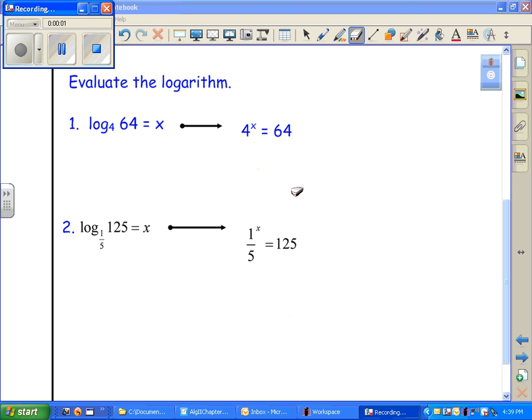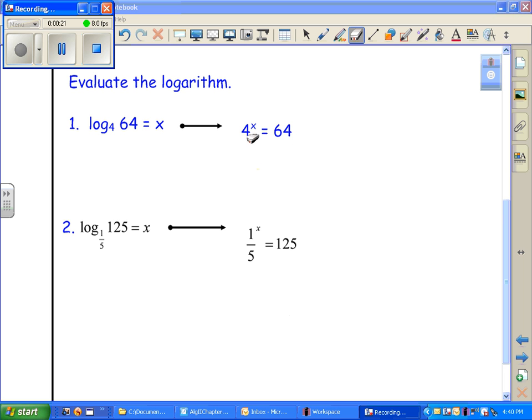For these questions, we need to evaluate the logarithm over here on the left. We're trying to solve for x. To solve for x, we need to rewrite it into exponent form. Remember that the 4 that was the base on the log is going to be the base number. The x will become the exponent, and then the 64 will move to the right side.